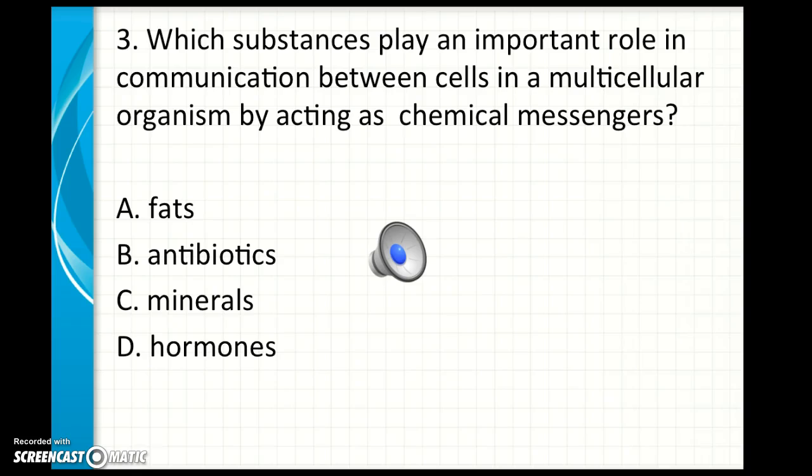Question 3. Which substances play an important role in communication between cells in a multicellular organism by acting as chemical messengers? A. Fats. B. Antibiotics. C. Minerals. D. Hormones.